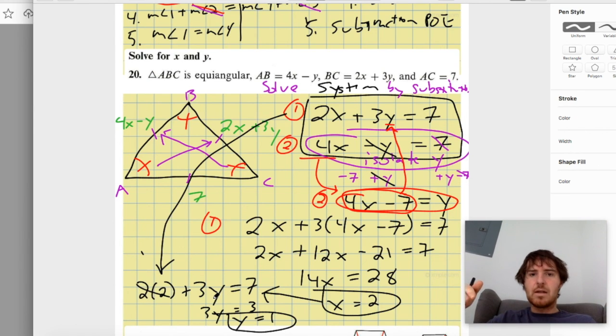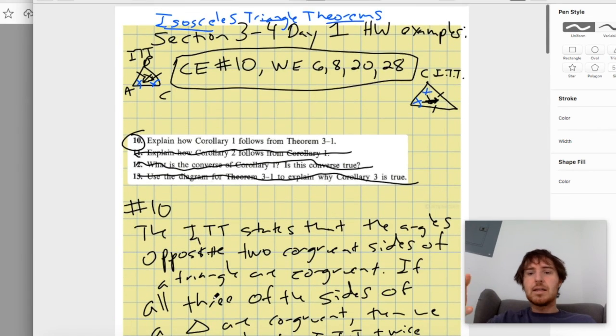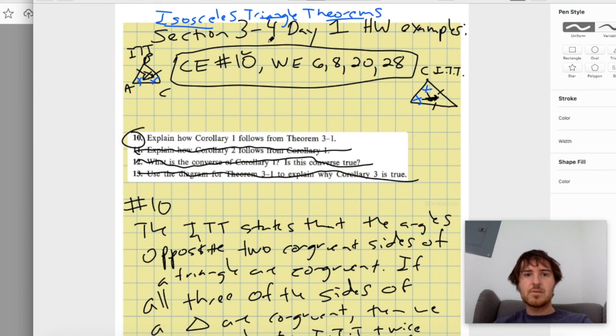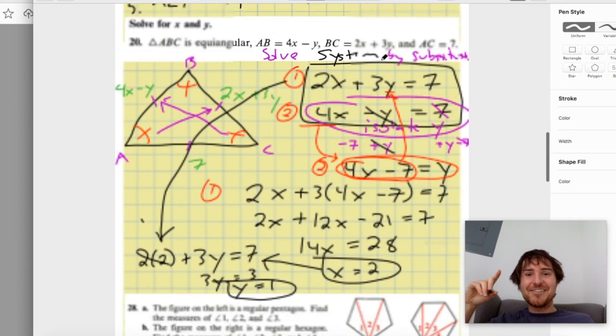Okay, what was the last one that I said I was going to do? If you're looking to get into detail, we did classroom exercise number 10. I told you about the other ones to let you think about them. Written exercise 6, 8, 20. Ooh, 28. Let's check out 28 here. Let's get into it.